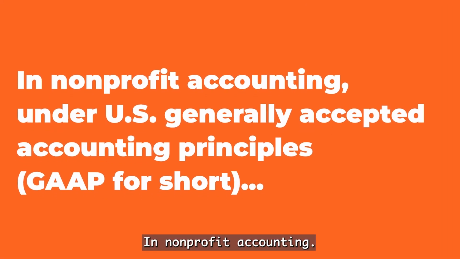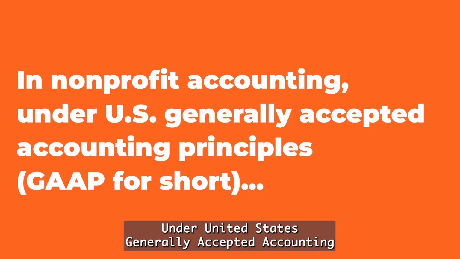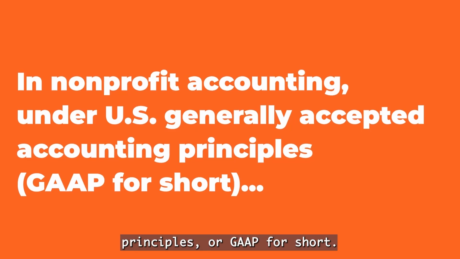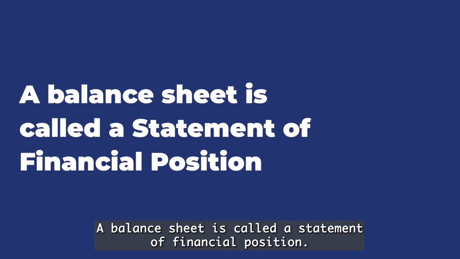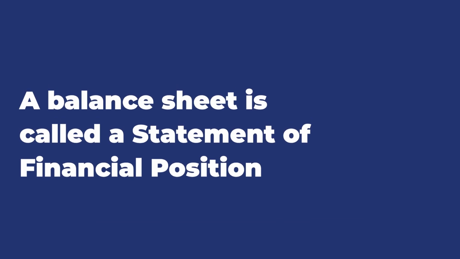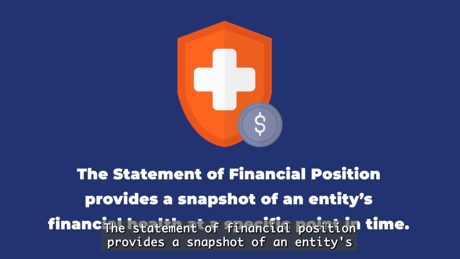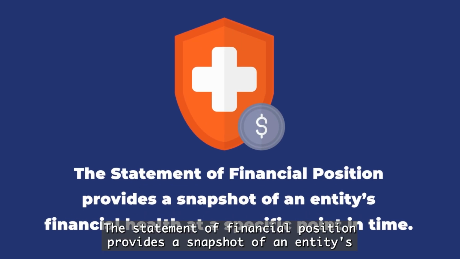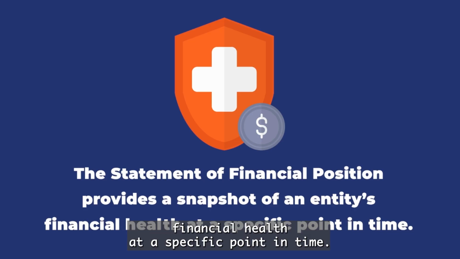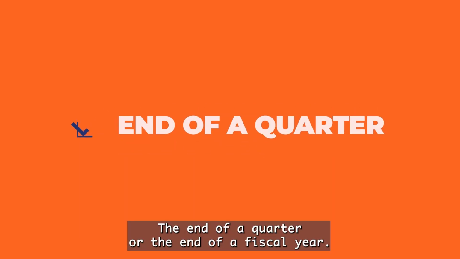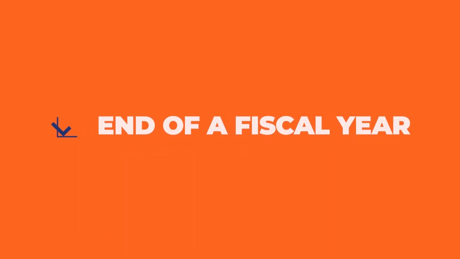In nonprofit accounting, under United States Generally Accepted Accounting Principles, or GAAP for short, a balance sheet is called a statement of financial position. This title better reflects the mission-driven nature of nonprofits. The statement of financial position provides a snapshot of an entity's financial health at a specific point in time. This might be the end of a month, the end of a quarter, or the end of a fiscal year.